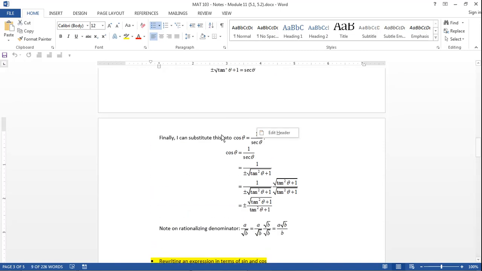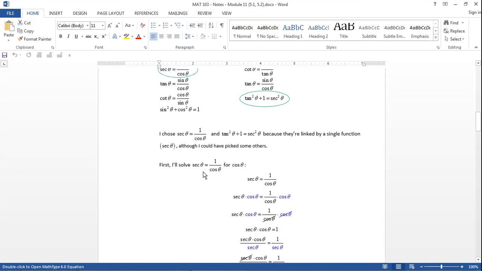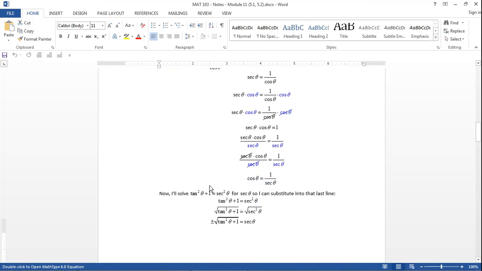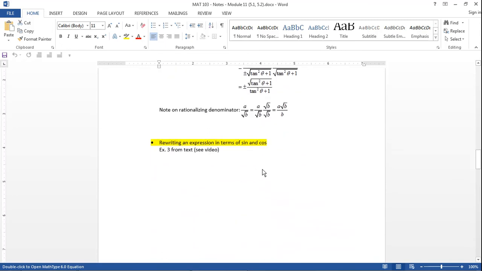So if we go back up to the problem we were trying to deal with, we could rewrite everything in terms of sine and cosine. That would have also been an option here. But that's one of my favorite ways of simplifying these things. When I am trying to solve an integral, and it's got a complicated trig function in it, a lot of times this is my first step.